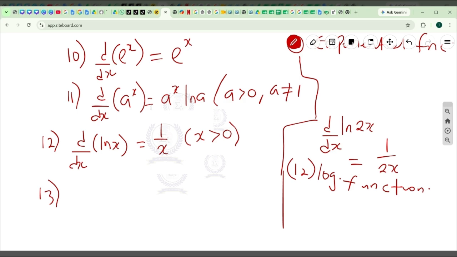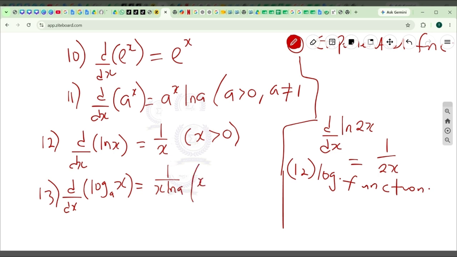All right, let's go to the 13th one. Let's say you're differentiating, this is also a logarithmic function, log x to base a. What you have is equal to 1 over x ln a, as far as x is greater than 0, a is greater than 0, and a is not equal to 1.